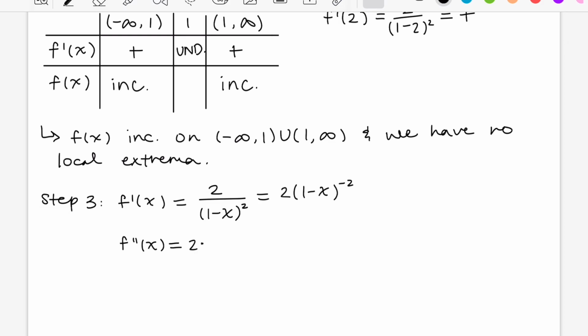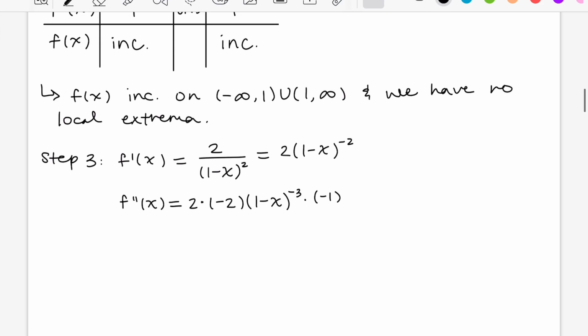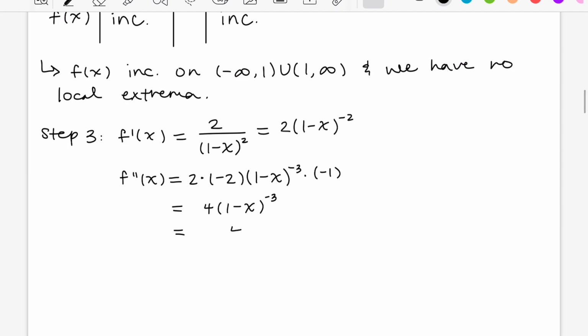So we'll have 2 times the derivative of our outside function. We're going to have to use chain rule. So this negative 2 is going to come down. It's going to be evaluated at our inside function. And then our exponent is going to be -2 minus 1, so we'll get -3 here. And then we still have to multiply by the derivative of our inside function, and that is -1. Okay. So multiplying this out, we'll get -4 times 1 minus x to the -3 times -1. So this just ends up being +4. Okay. And then we can rewrite this with positive exponents as this here.